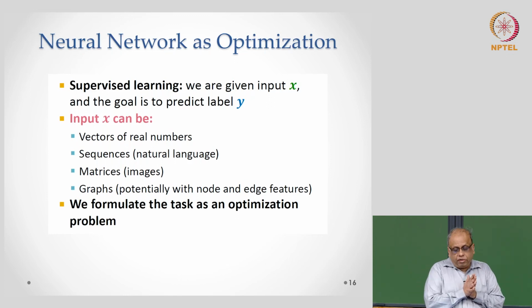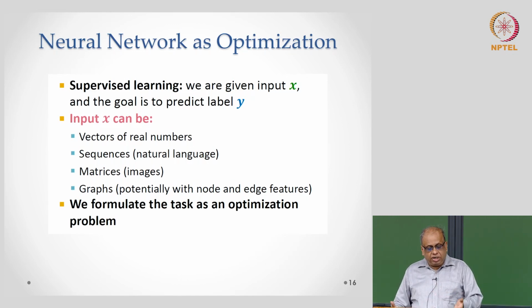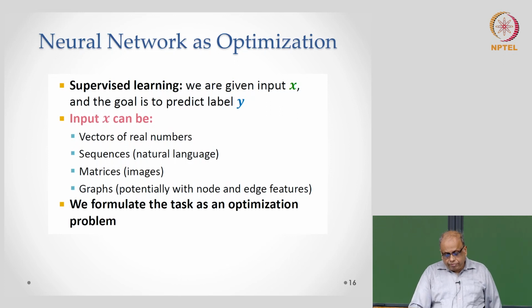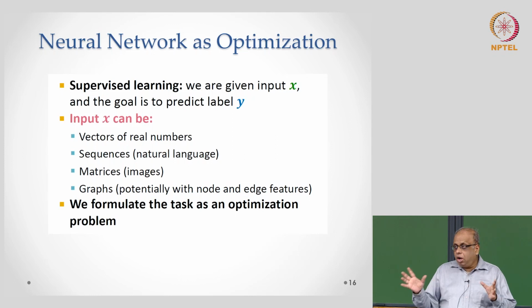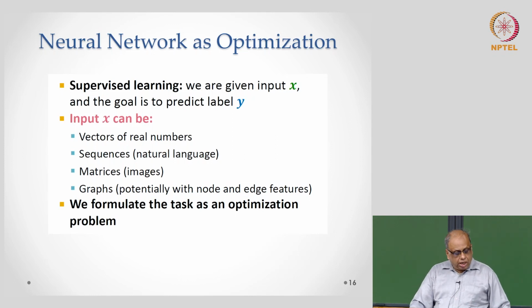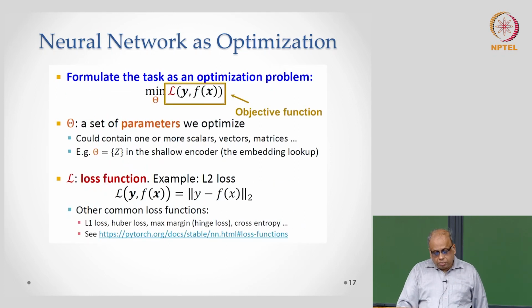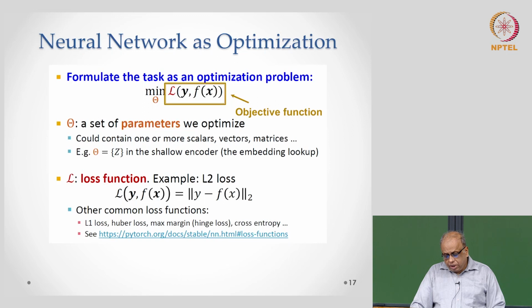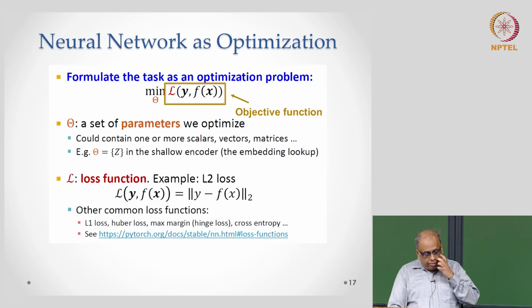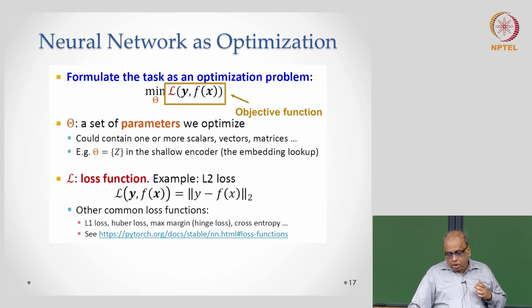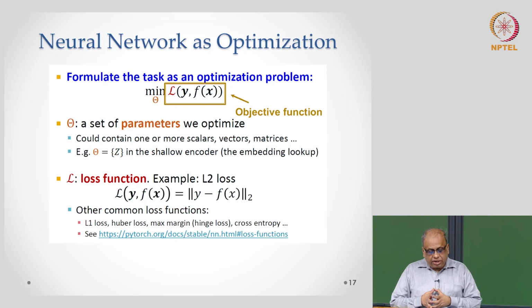And the whole of GNN, what it will study is how you can input the graph in an effective way in a neural network. But that is the task at hand, how you give the input. The overall problem of a neural network is nothing more than an optimization problem. So you formulate the task as an optimization problem, where you have a set of parameters and you have this objective function, and you will try to optimize that function.